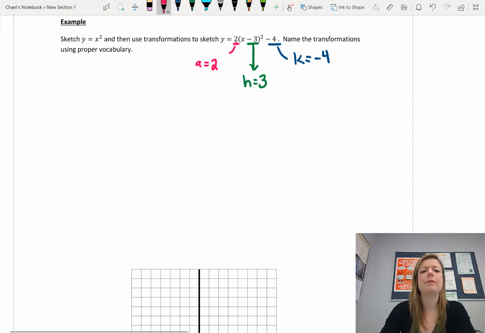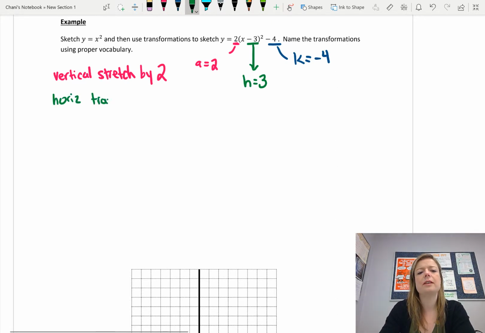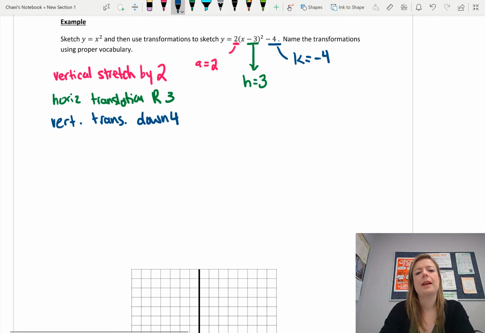So what does this mean? Well, A equals 2 means we're going to have a vertical stretch by a factor of 2. Then we are going to have a horizontal translation, right 3, and a vertical translation, down 4. And these are all changes on our original parabola.